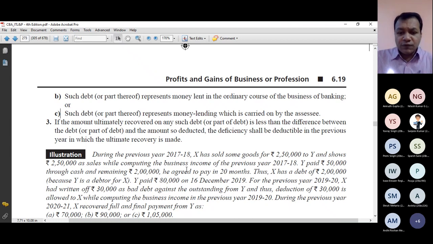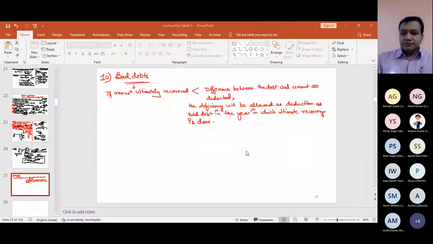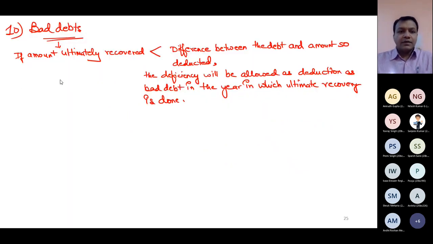How will you tax the amount? Let us start solving the numerical. I hope the question is clear now. Let me simplify this with the help of my presentation. So let us solve a question from my book.